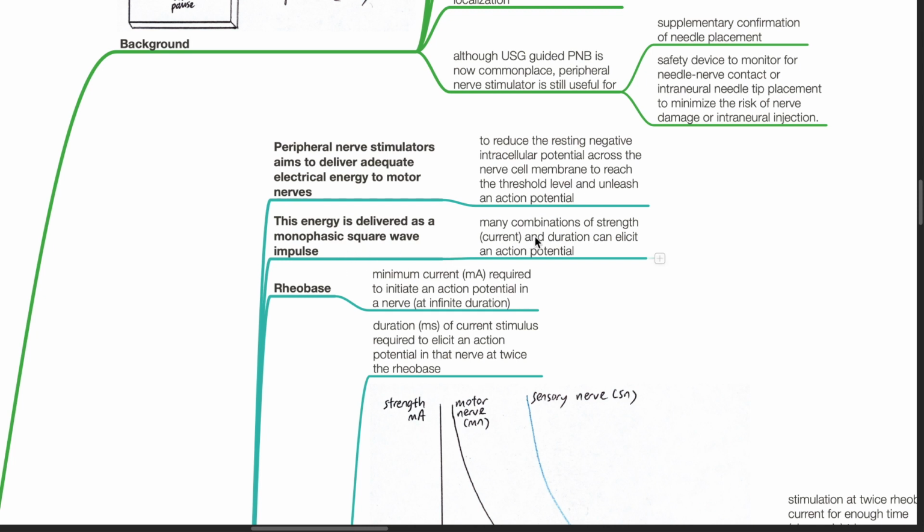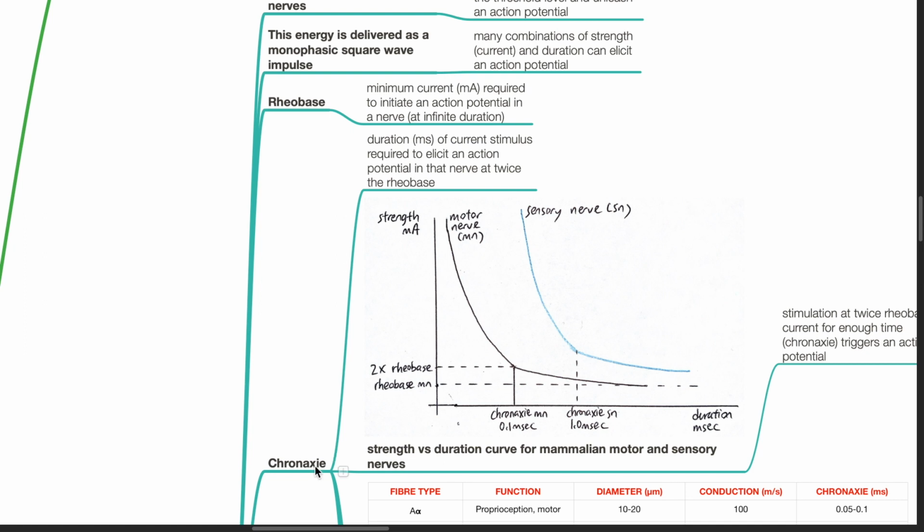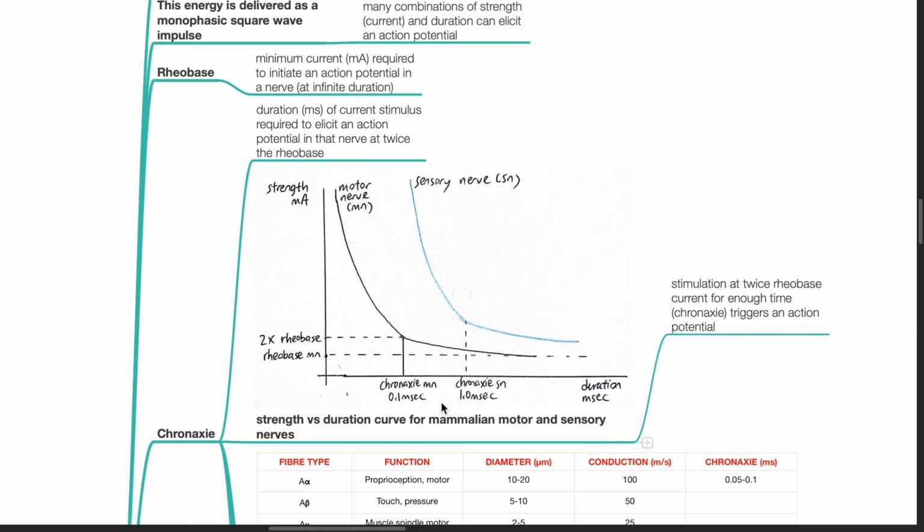Many combinations of strength and duration can elicit an action potential. Rheobase is the minimum current in milliamperes required to initiate an action potential in a nerve at infinite duration. Chronaxy is the duration of current stimulus required to elicit an action potential in that nerve at twice the rheobase. This is a strength versus duration curve for mammalian motor and sensory nerves.